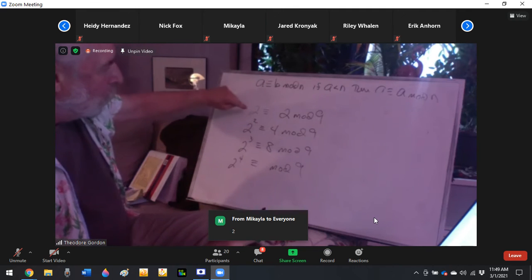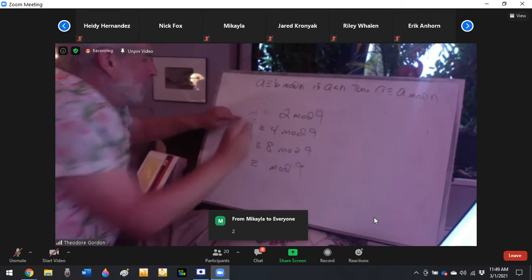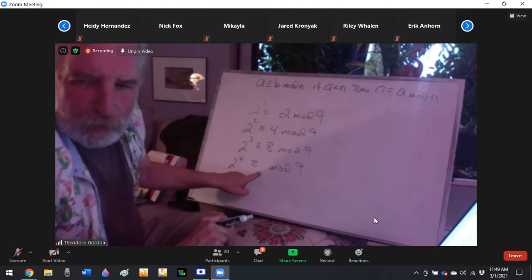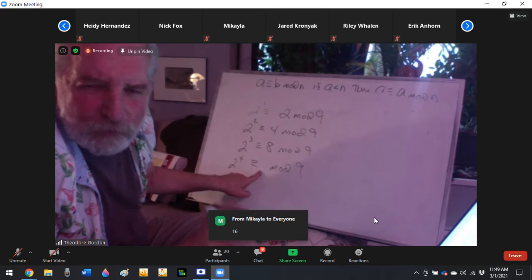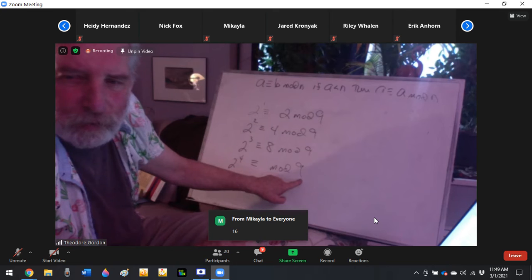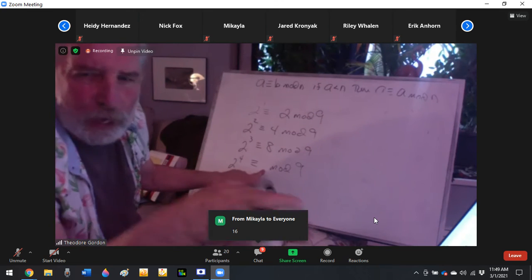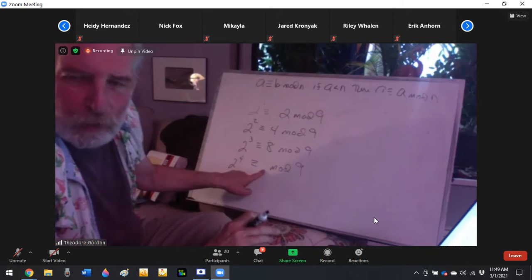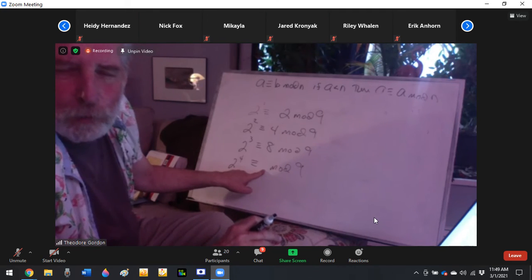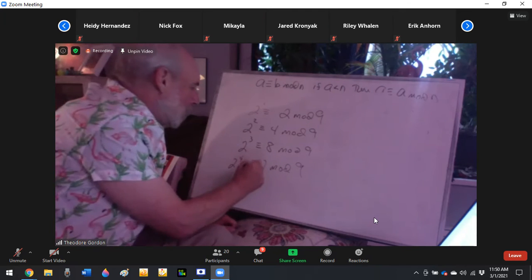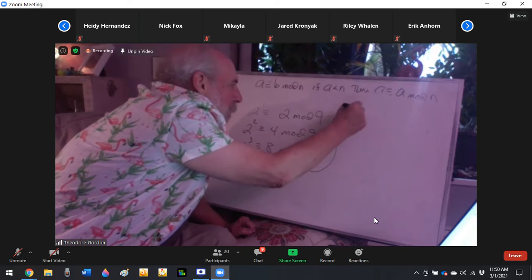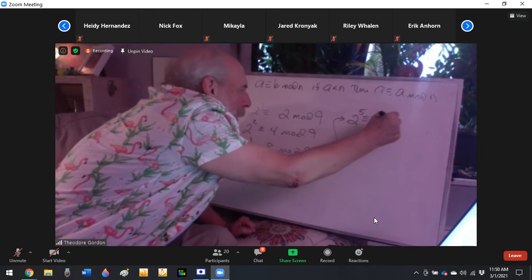Nope, not 2. 2 to the 1st is 2. 2 squared is 4. 2 cubed is 8. 2 to the 4th is 16, but we're in mod 9. So what is 16 mod 9? This is for anybody, not just you, Michaela. 9 goes into 16 once and leaves what as a remainder? 7. Very good. That was a hard question, wasn't it? 2 to the 5th is what, mod 9?